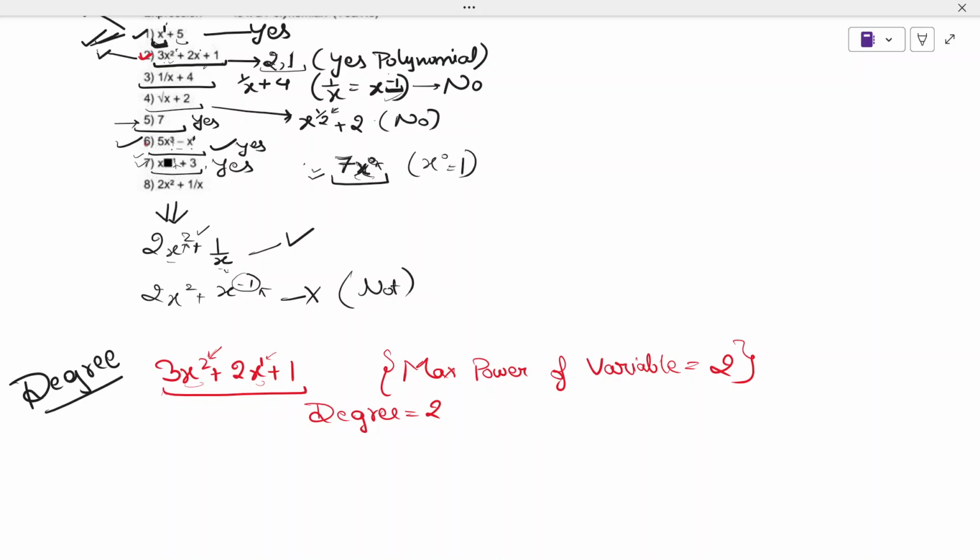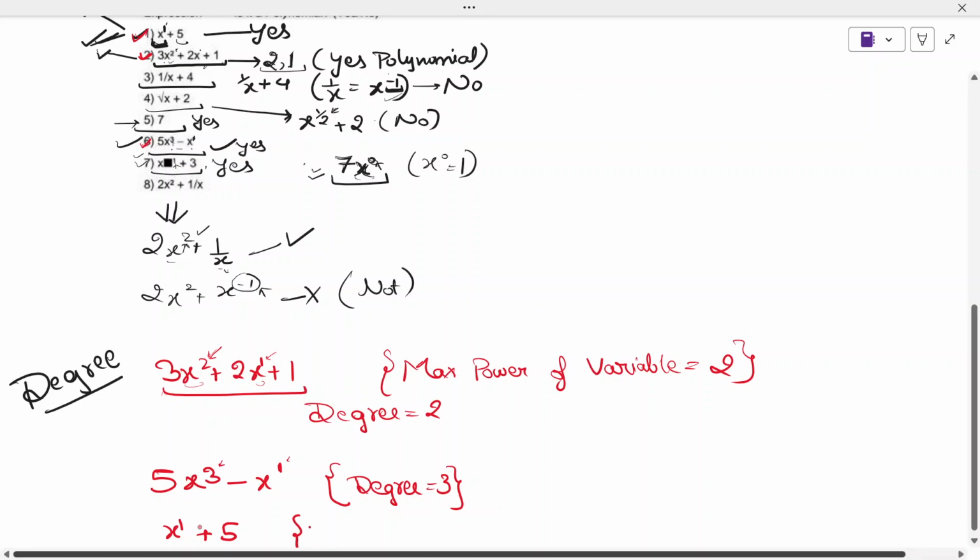Let's take another example: 5x cube minus x plus 1. Now tell me the maximum power of the variable. Here the variable power is 3 and the other variable power is 1. 3 is greater than 1. So the degree of this polynomial is 3. Now take this example: x plus 5. Now tell me the degree. Here there is only one variable and the power of this variable is 1. So the degree of this polynomial is 1.